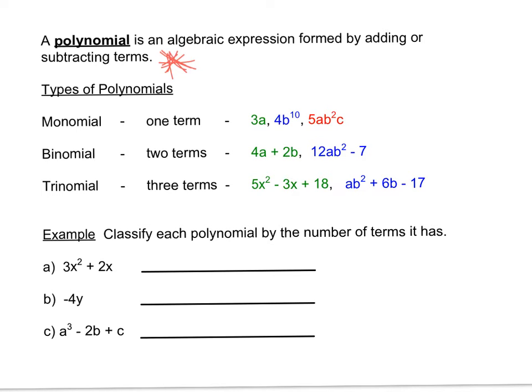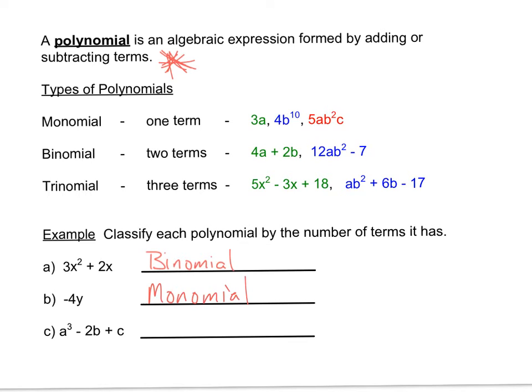Now, let's take a look here and let's try the example. Let's classify each polynomial by the number of terms it has. So, please hit pause, give it a shot, then hit play. Okay, so we've got 1, 2, because it's been separated by the plus, so we've got a binomial. All right, the next one, we have -4y, but it is just 1 term, so we call it the monomial.